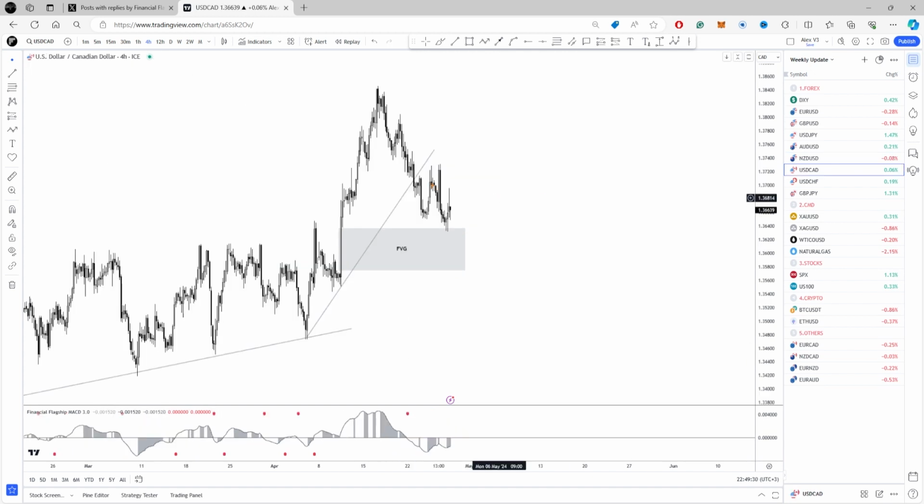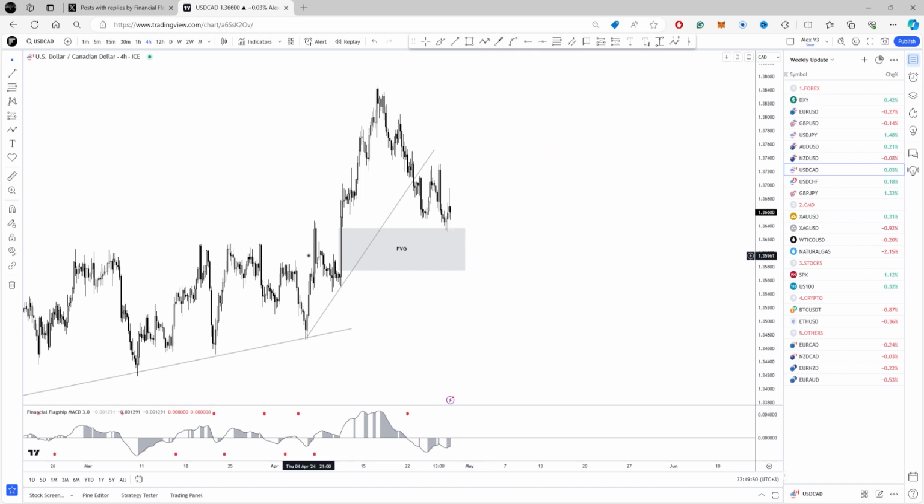USDCAD, this one is moving as expected. We were expecting the price to hit this fair value gap level here before pushing back up. At the moment we just tagged it, so I'm inclined to think that the price will make here a consolidation, drop a bit deeper inside this level here, and then we should wait for a bullish reaction to see if we get our trades towards the upside.